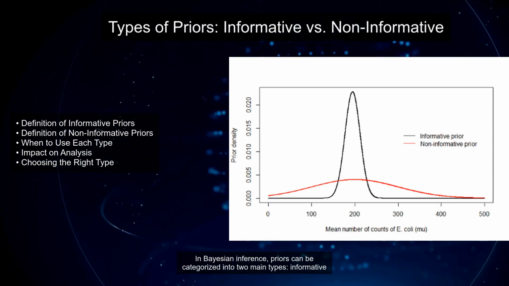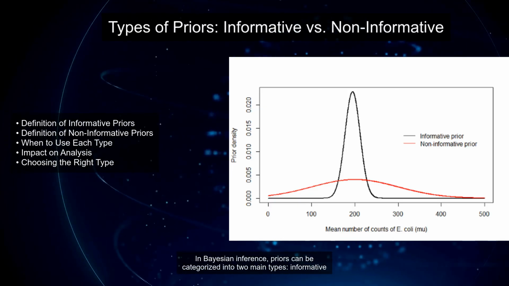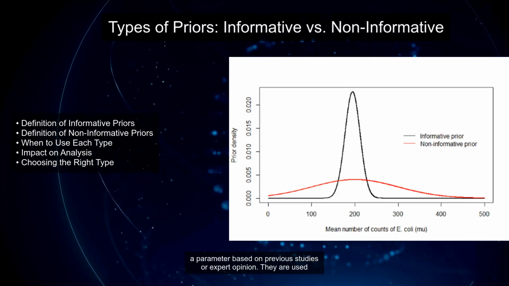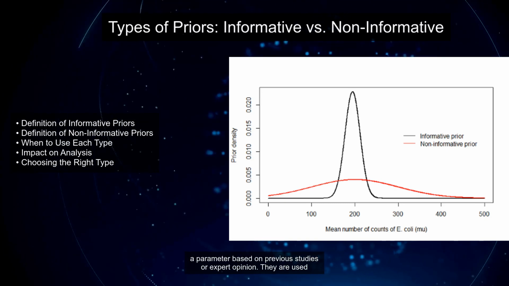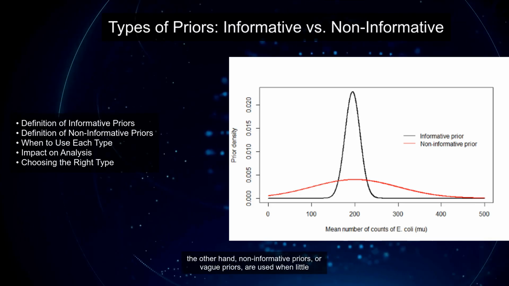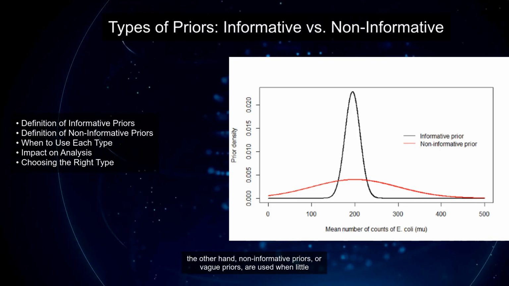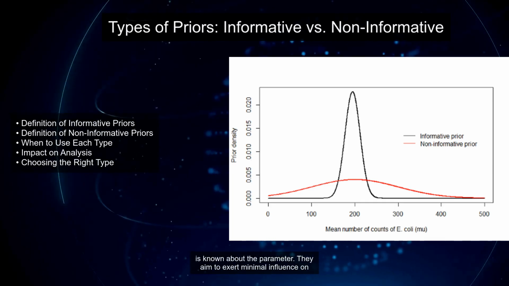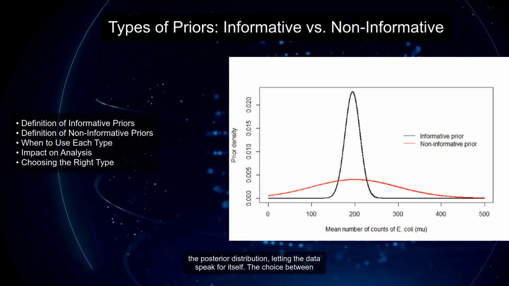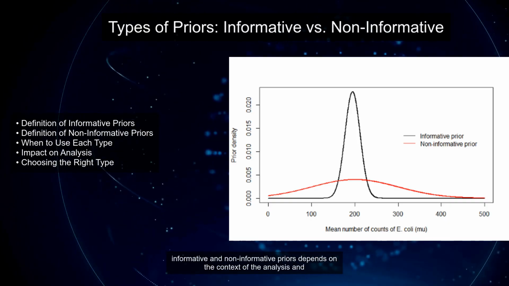In Bayesian inference, priors can be categorized into two main types: informative and non-informative. Informative priors bring in specific knowledge or strong beliefs about a parameter based on previous studies or expert opinion. They are used when we have substantial prior knowledge about the parameter of interest. On the other hand, non-informative priors, or vague priors, are used when little is known about the parameter. They aim to exert minimal influence on the posterior distribution, letting the data speak for itself.